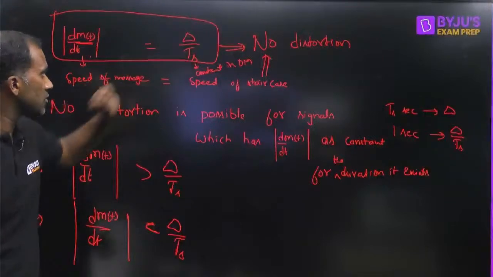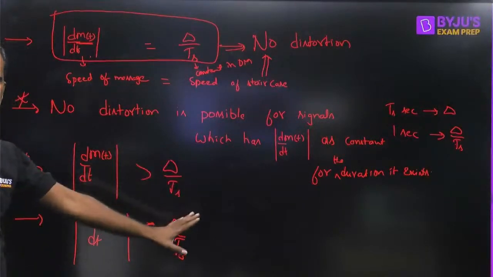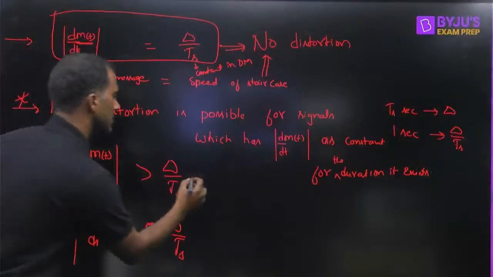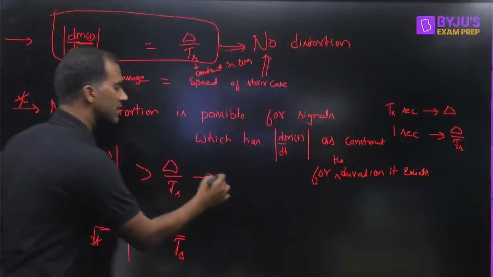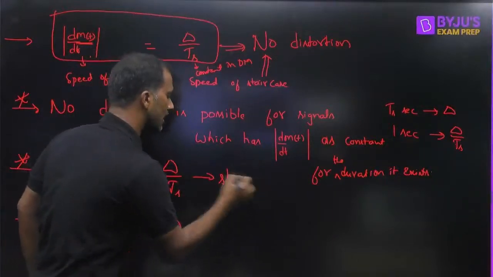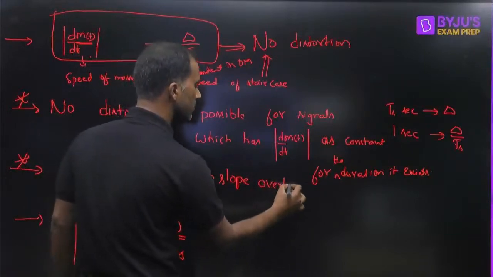This is the case of no distortion, and when instead of the equal sign you have a greater than sign or a less than sign, we get distortions. There are two distortions. Let's match them. What is this distortion? The message slope is overloaded here. The message slope is bigger, so we get slope overload distortion. Under this condition, we get slope overload distortion.